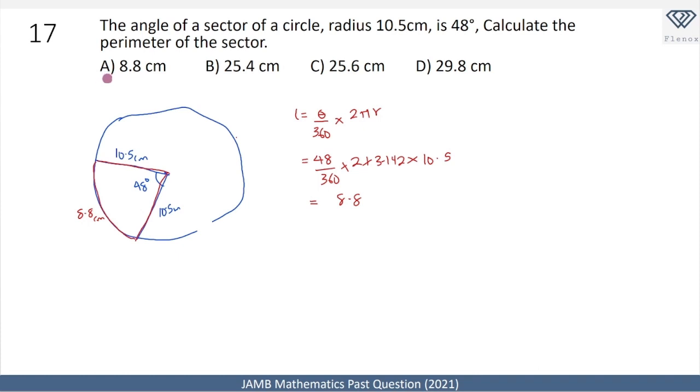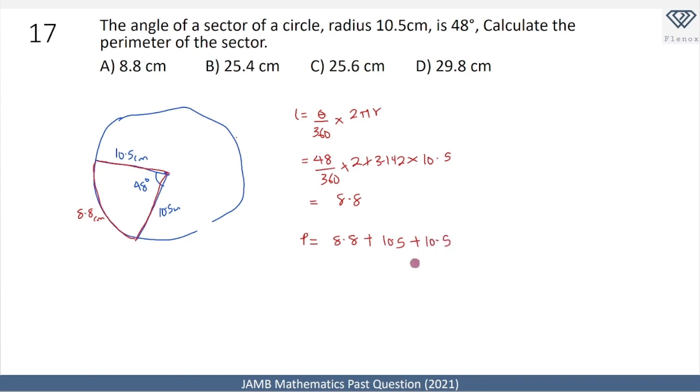Now you might say, oh yeah, I've gotten the option, it's option A, 8.8, but that will not be correct because the question asks us to find the perimeter and not the arc. So what I found now is the arc. To find the perimeter, we need to sum up the length of this arc, which we've gotten to be 8.8, plus the length of this line over here, which is 10.5, and the length of this line over here, which is what? 10.5.